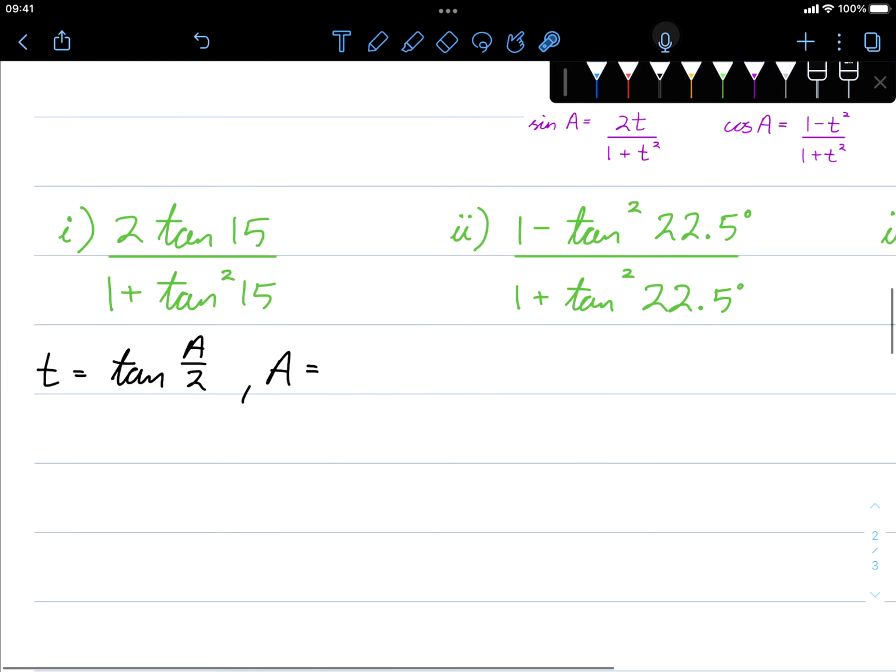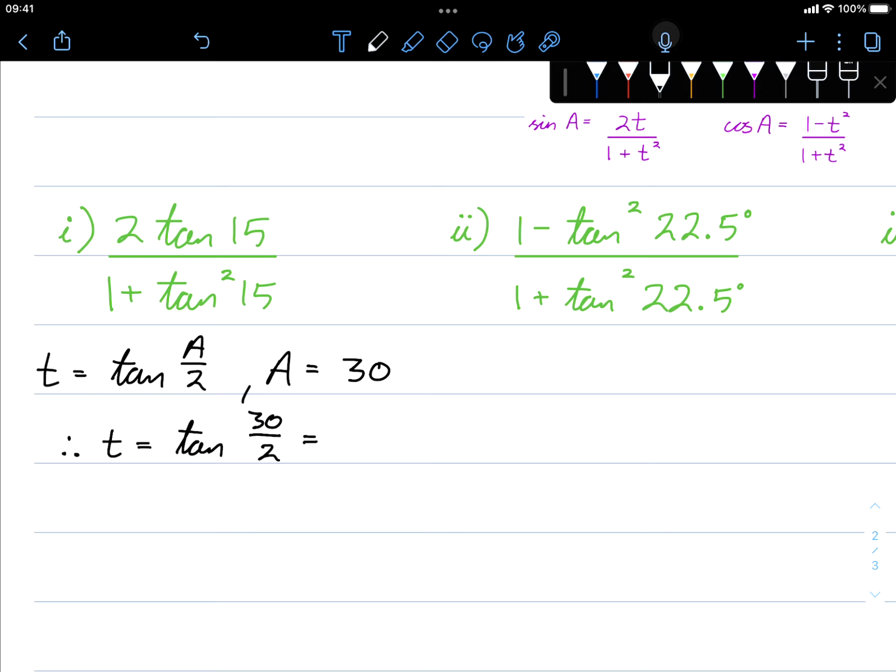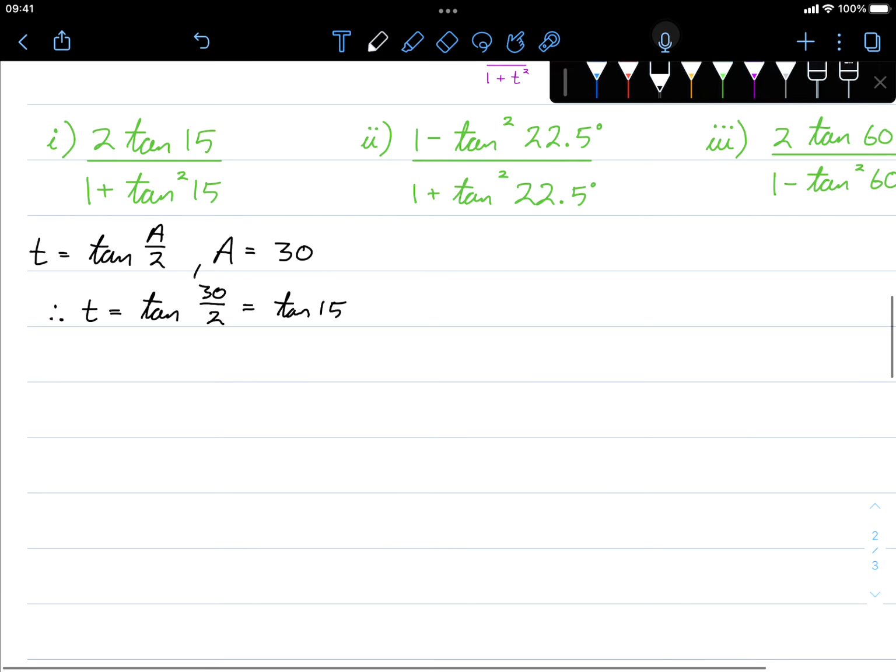For example, if I were to substitute 15, this won't work because 15 on 2 is going to be 7.5. So we need to substitute a number for a to give us 15. This is fairly simple. We just need to let a equal 30, because then we can say therefore t is equal to tan 30 on 2, which is equal to tan 15, which is what we needed.